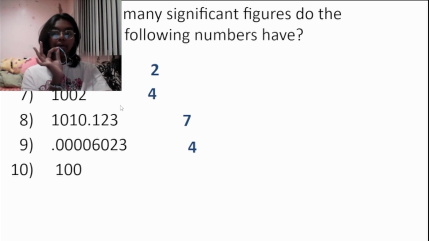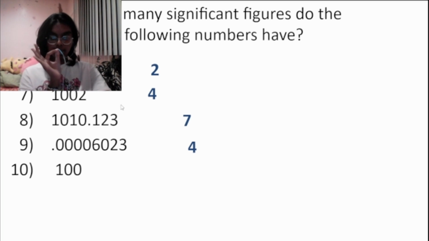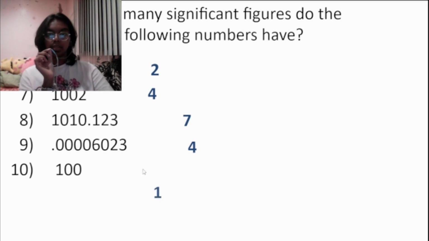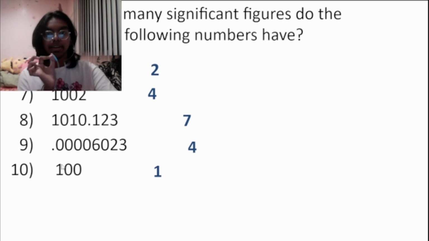4. So, there is a decimal place present, so you start on the left side. You skip all the zeros, so you skip these 4 zeros, and these start at the 6th. 1, 2, 3, 4. And number 10 is 1. There is no decimal place, so you start on the right side, you skip these zeros to be left with the singular 1, so one significant figure, right?